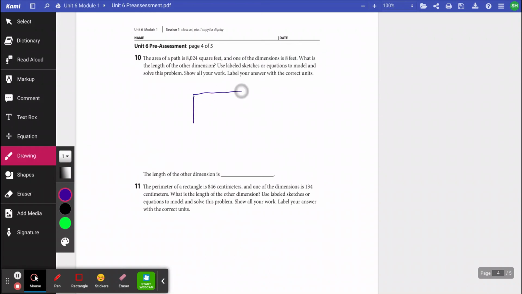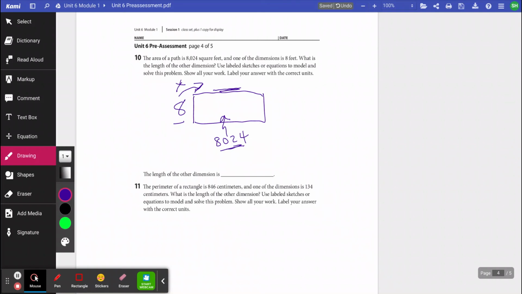So I'm going to draw a path like a sidewalk. And the area of the inside is 8,024. It says one of the dimensions is 8. What is the length of the other dimension? I want to know that one. Like, what do I multiply these two, and then how do I get 8,024? Because this times this equals the inside.